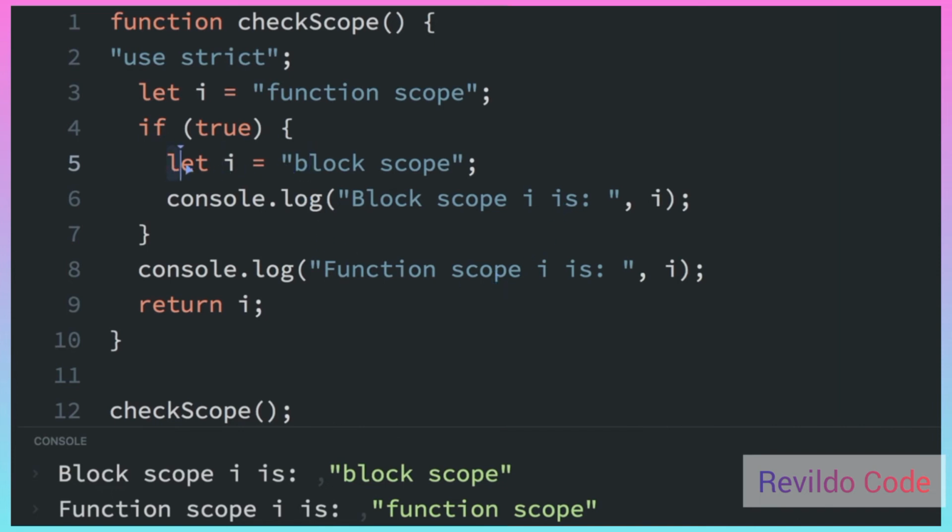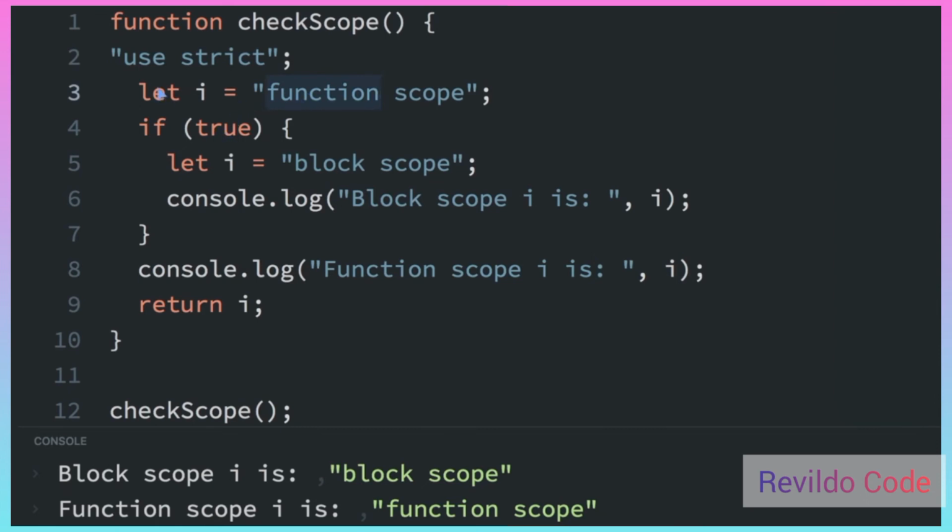So even though we set i to block scope here inside this block, now a block is just anything inside these squiggly braces here. We set i inside this block to block scope, but then when we get out here, it's now back to function scope because of this up here.